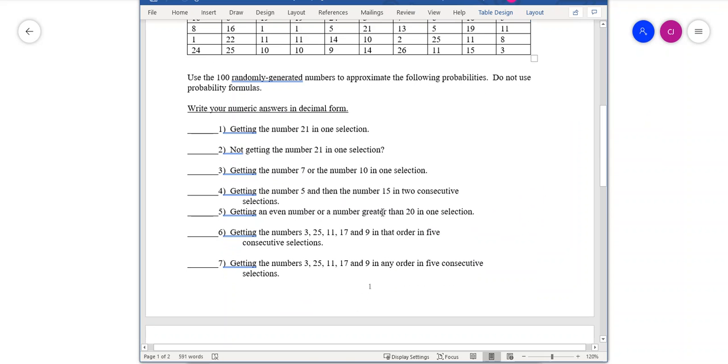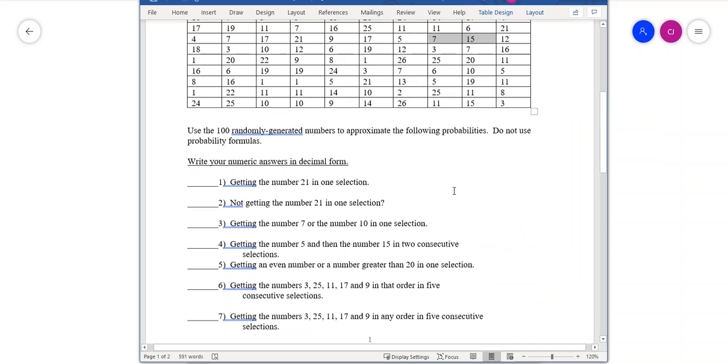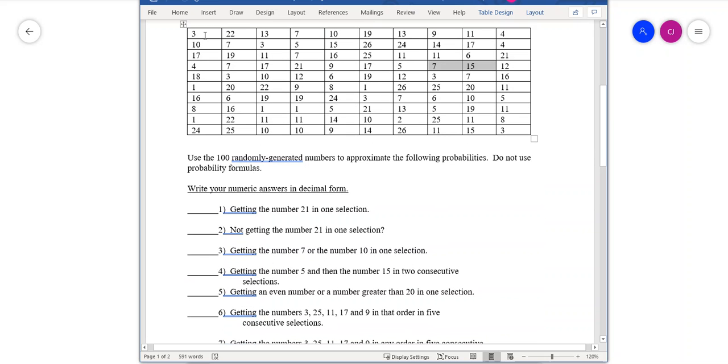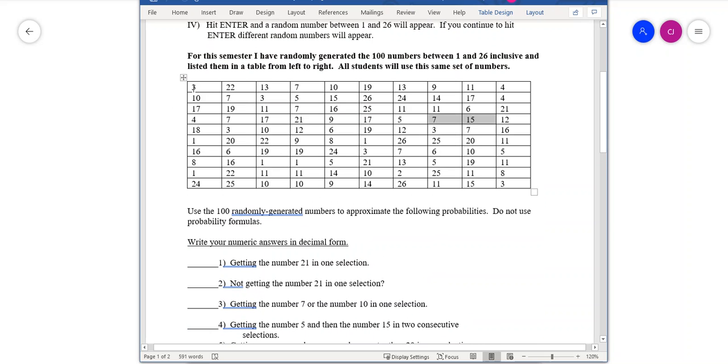Getting an even number or a number greater than 20. So you got to count up, there's a lot of those, right? You got to count up every number that's either even or greater than 20. Is this number even or greater than 20? No. Is this even or greater? Yes. Is this one even or greater than 20? No. Right? So you got to go through the whole table. Is this even or greater than 20? Yes. Is this even or greater than 20? No.